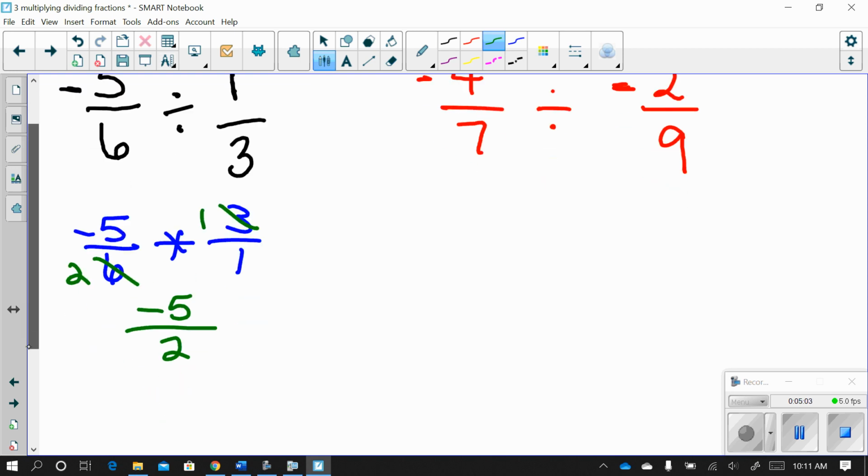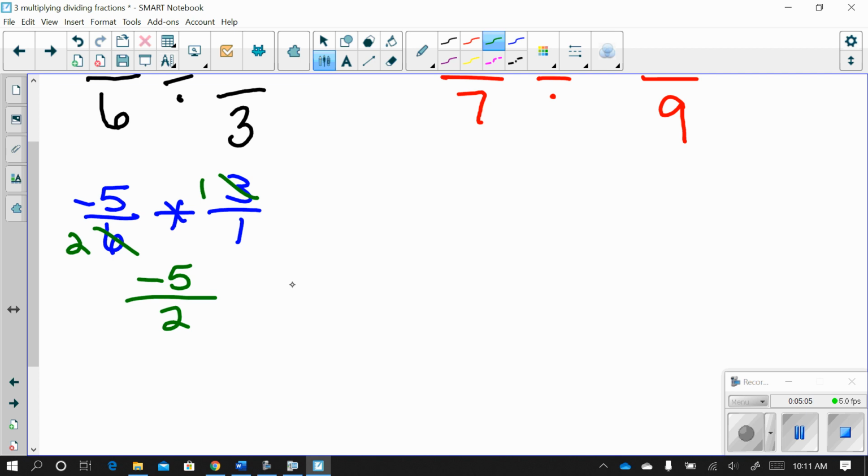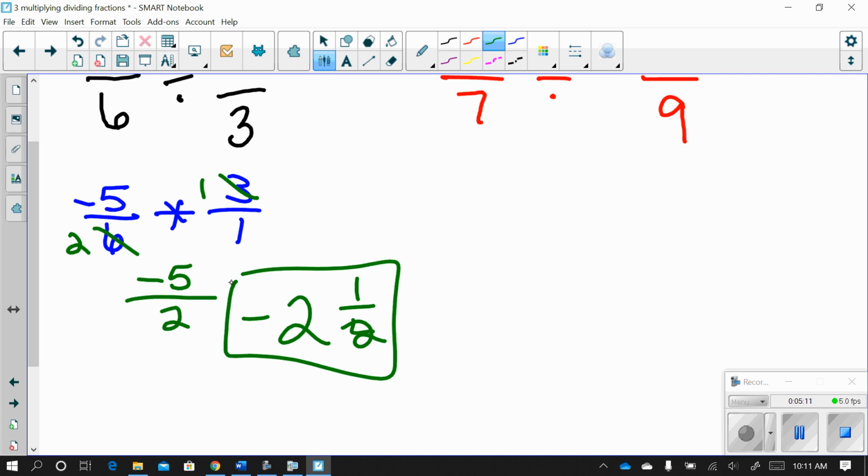Okay, I'm going to change this. 2 goes into 5 twice. There's 1 left over. So my answer is negative 2.5. Okay, and if you got to see that, negative 5 divided by 2, 2 goes in twice. That gives you 4. That's a negative 1. So 2, negative 1/2, or negative 2.5.